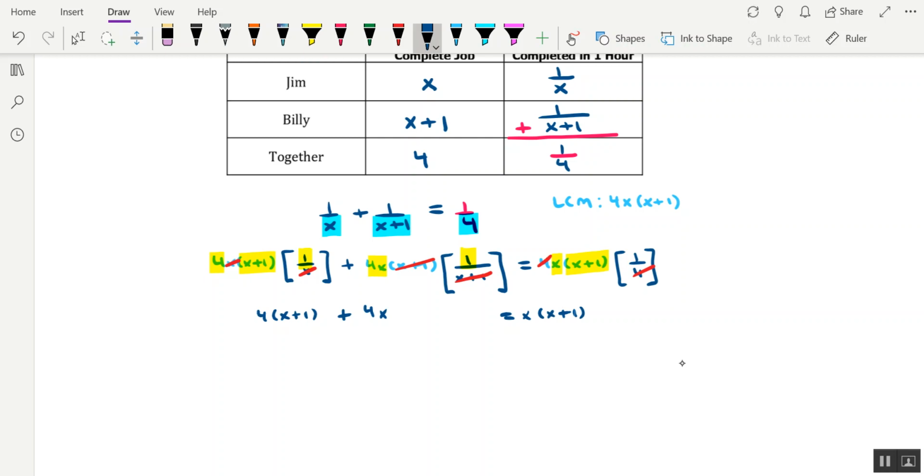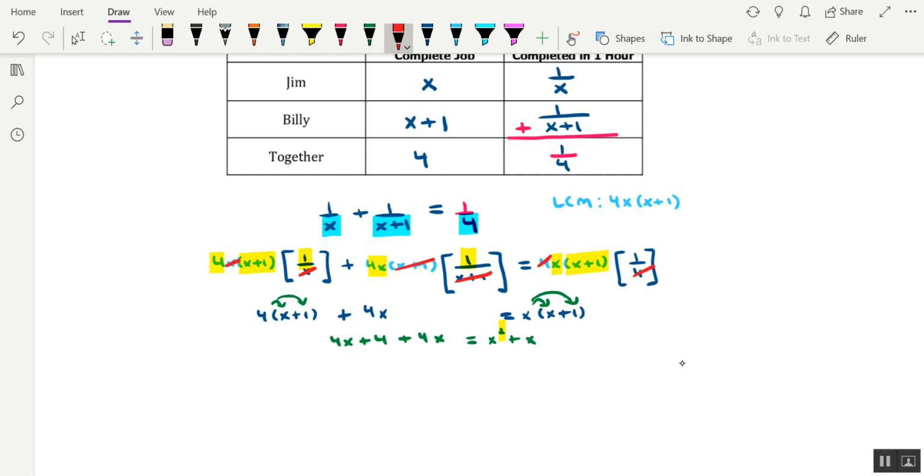Okay. So now what we want to do is clear parentheses. So we'll distribute the 4 to clear these out. That's going to be 4x plus 4 plus the second copy of 4x equals, and distributing on the right, we get x squared plus x. And lo and behold, we end up transforming from a rational equation to a quadratic equation.